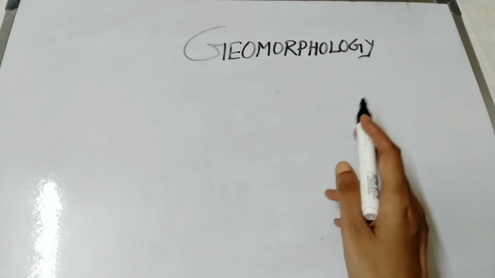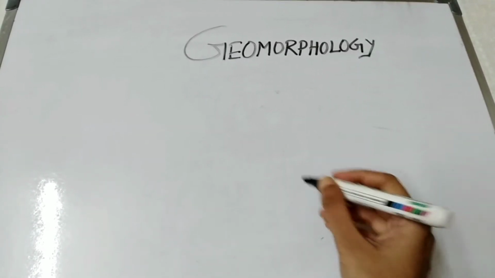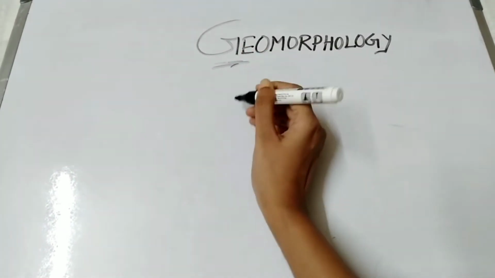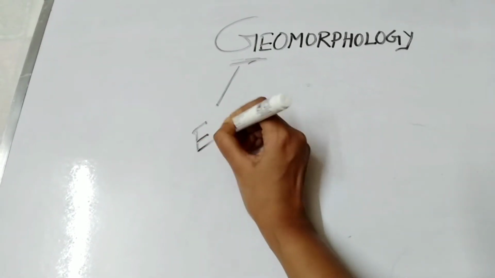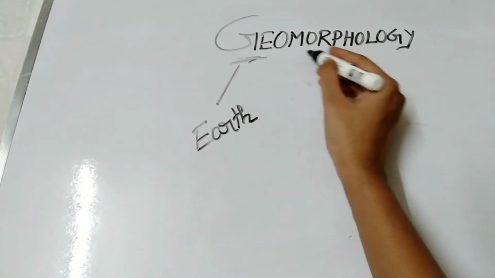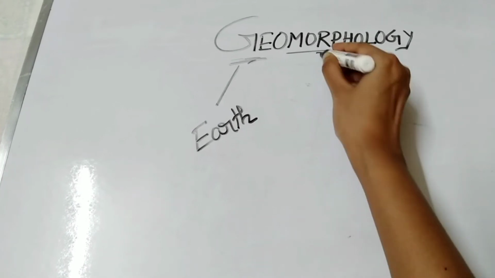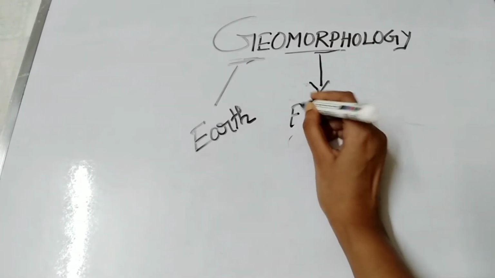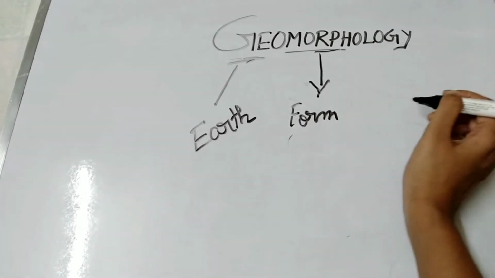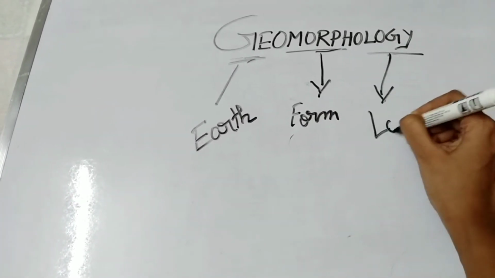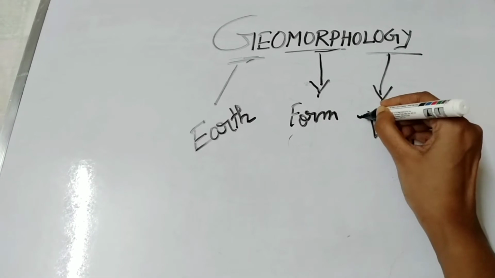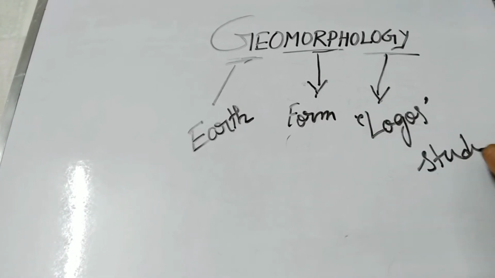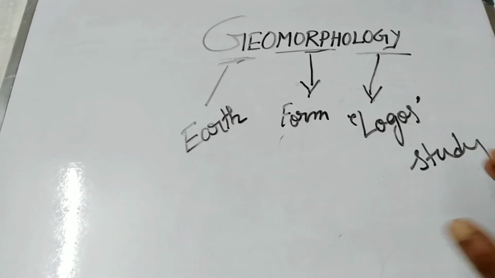Geomorphology is derived from the Greek word geo. Geo means earth, and morpho means form, and logy is from logos. Logos means study. So earth formation study is known as geomorphology.